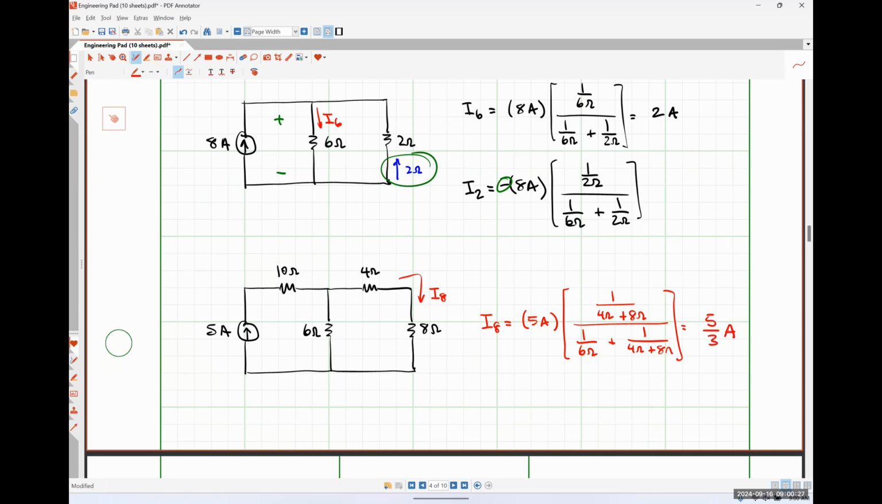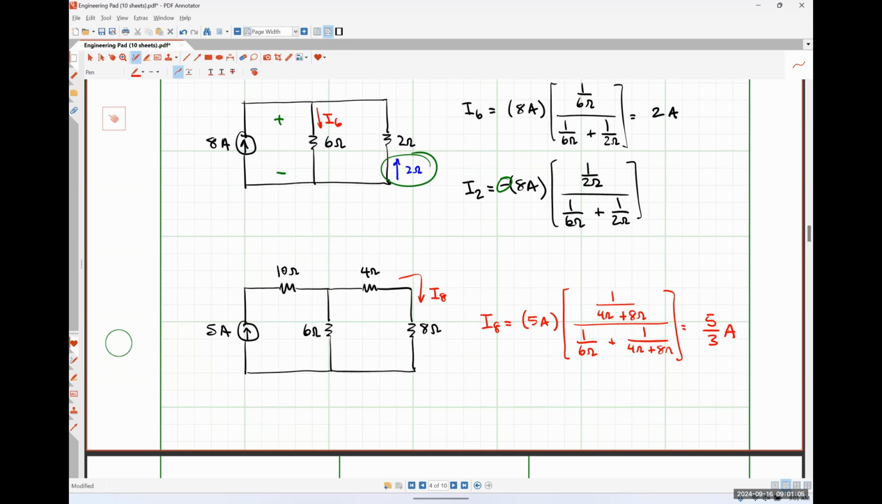Fantastic question. So the 10 ohm resistor did not show up in this equation. Can anybody other than me explain why? Exactly right. The 10 ohm resistor is in series with the 5 amp source, meaning that all 5 amps flows through the 10 ohm resistor before it sees that parallel network and is allowed to split. So the 10 ohm resistor doesn't show up because the current doesn't split there. All 5 amps flows through it. Does that make sense?